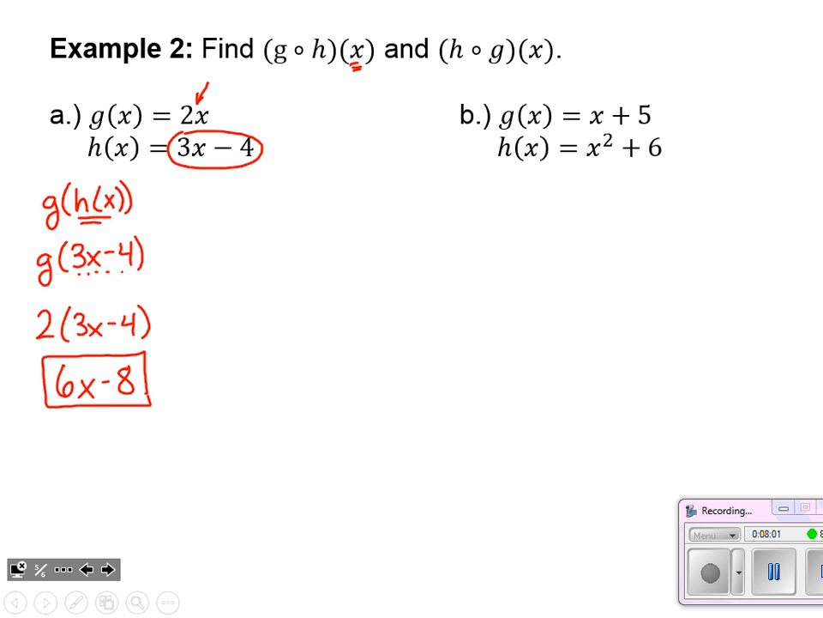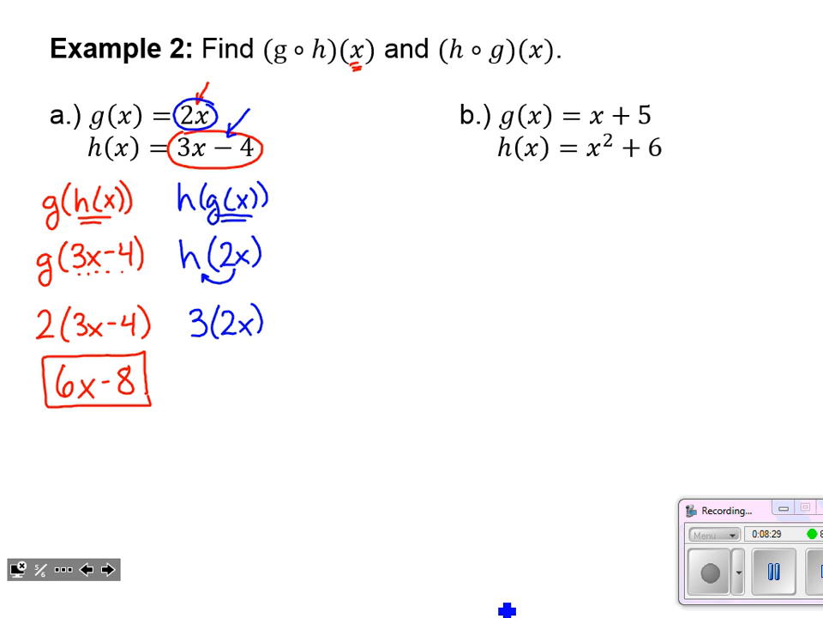Now we also need to do h of g of x. And this time what's inside is g of x. That's 2x. So my input to h is really whatever g of x is equal to, 2x. Okay, so I take that 2x and I run it through function h, which says to take 3 times that input and then subtract 4. That's 3 times 2x, then subtract 4. I get 6x minus 4 for an answer.